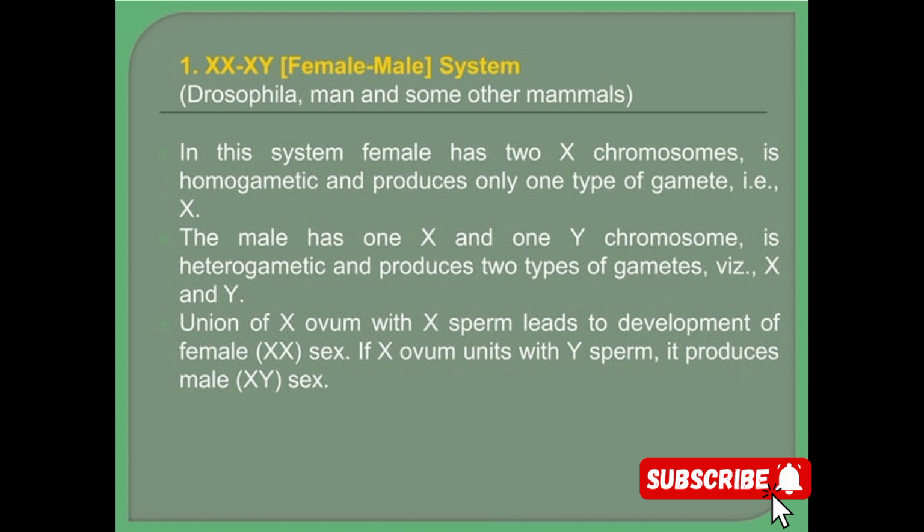So if X containing sperm is combined with X containing egg, female will be developed. When Y containing sperm is combined with X containing egg, male will be developed. So here we can say that the sex ratio between male and female offspring is 1:1.